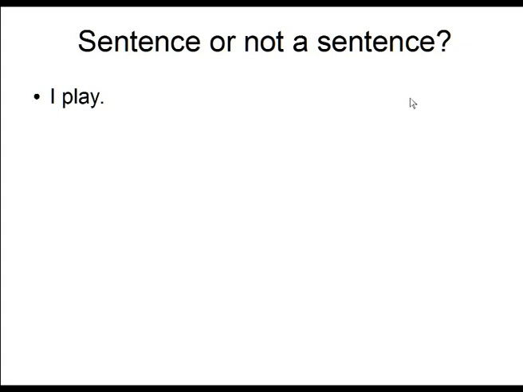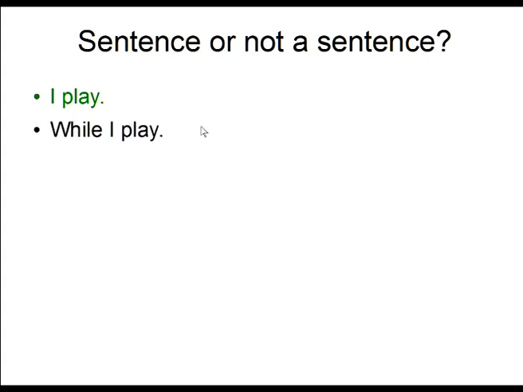Is this a sentence or not? This is a sentence. It has a subject, and it has a verb, and it has a complete thought. A complete thought means that we understand it by itself. We don't need other words to explain it. We could add more words to be more specific, but this by itself would make sense. I play.